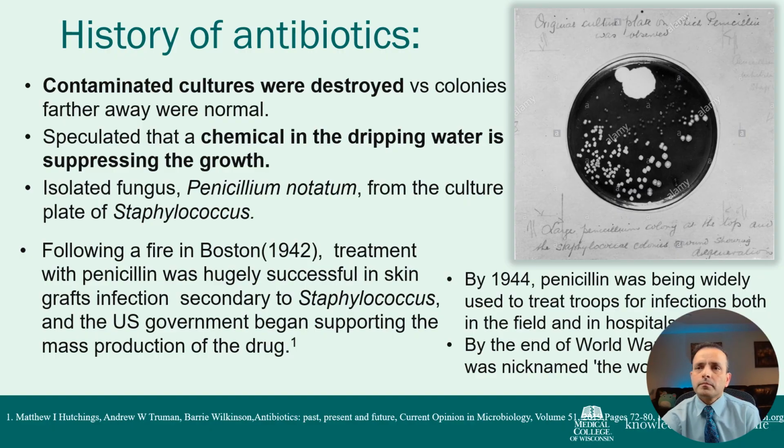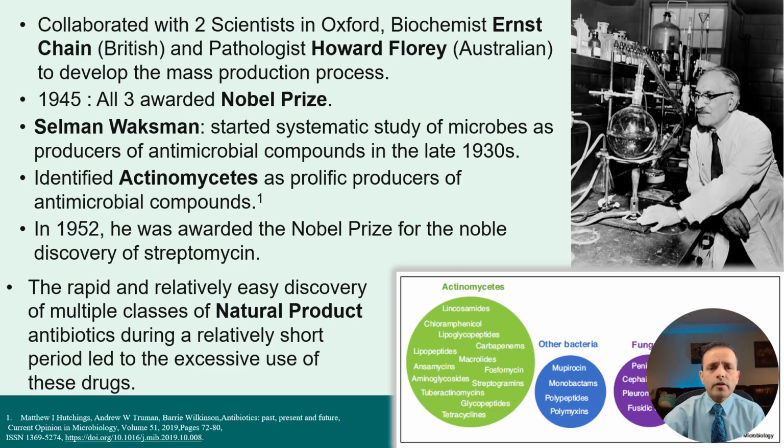Alexander Fleming then collaborated with two other scientists, Florey and Chain, to develop mass production of penicillin. And all three of these people were awarded the Nobel Prize in 1945.